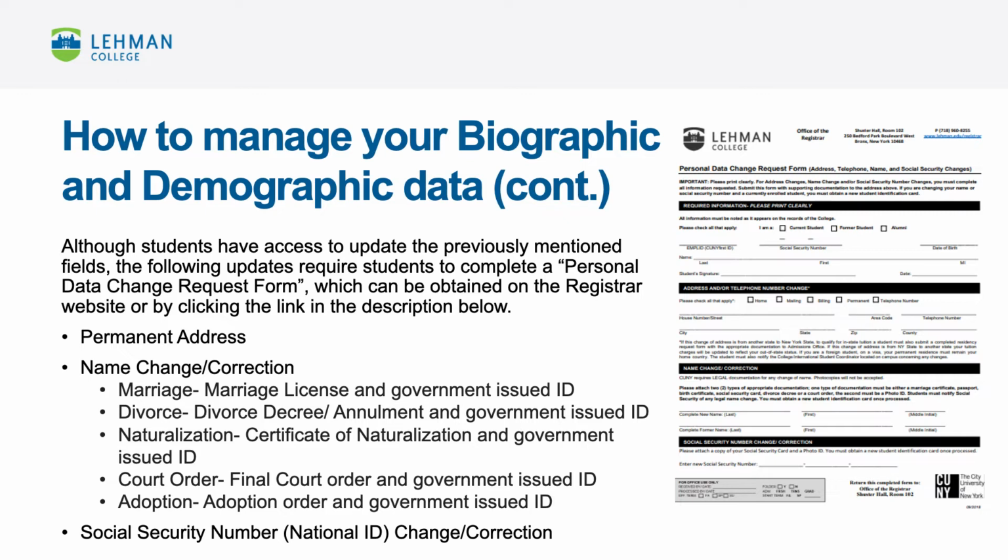3. Lastly, we have Social Security number, national ID, change or correction. Changes or corrections to one's Social Security number, national ID, must be accompanied by a completed Personal Data Change Request form and an original signed Social Security card or Taxpayer Identification Number, TIN, for students who do not have a Social Security number, and government-issued photo ID.